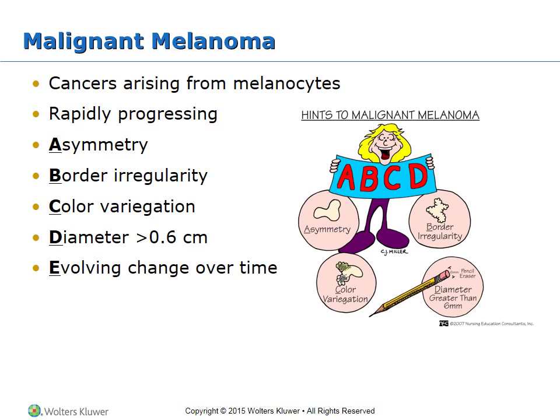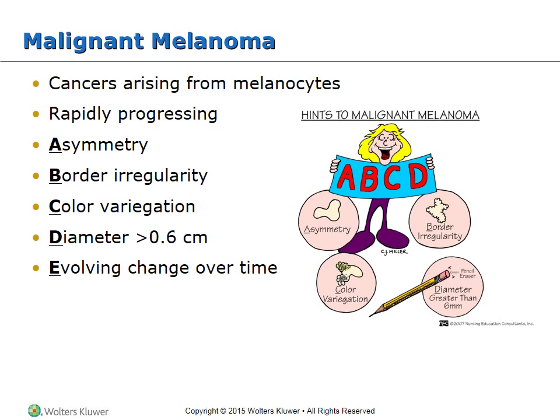So with malignant melanoma, what we need to be watching for are those cancers that arise from the melanocytes. It progresses very rapidly, and typically it has already spread to another location by the time we are able to identify that that's what it is. So we want to teach our patient this mnemonic, A, B, C, D, E. A is looking for asymmetry. With a mole or anything like that, it should be similar all the way around.